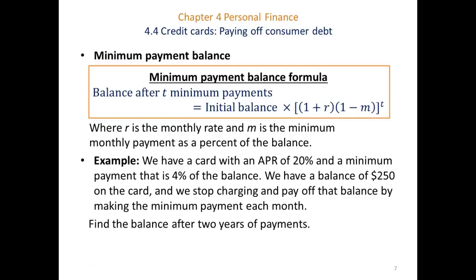Example. We have a card with an APR of 20% and a minimum payment that is 4% of the balance. We have a balance of $250 on the card, and we stop charging and pay off that balance by making the minimum payment each month. Find the balance after 2 years of payments.